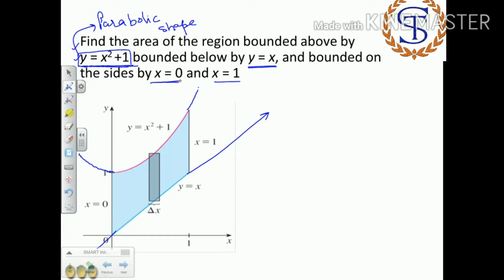Now what is x equals 0? This is the y axis, x equals 0, and this is x equals 1. Now we have to find this shaded portion.